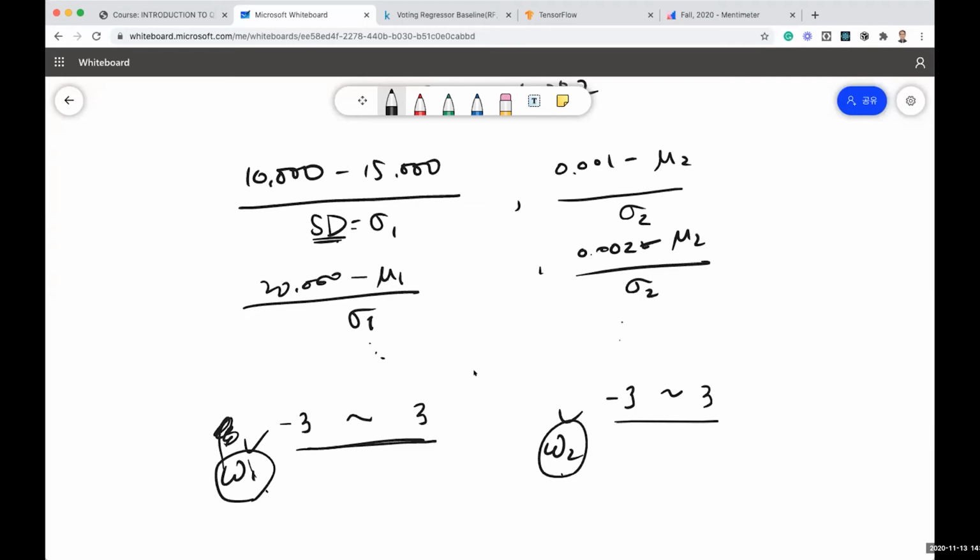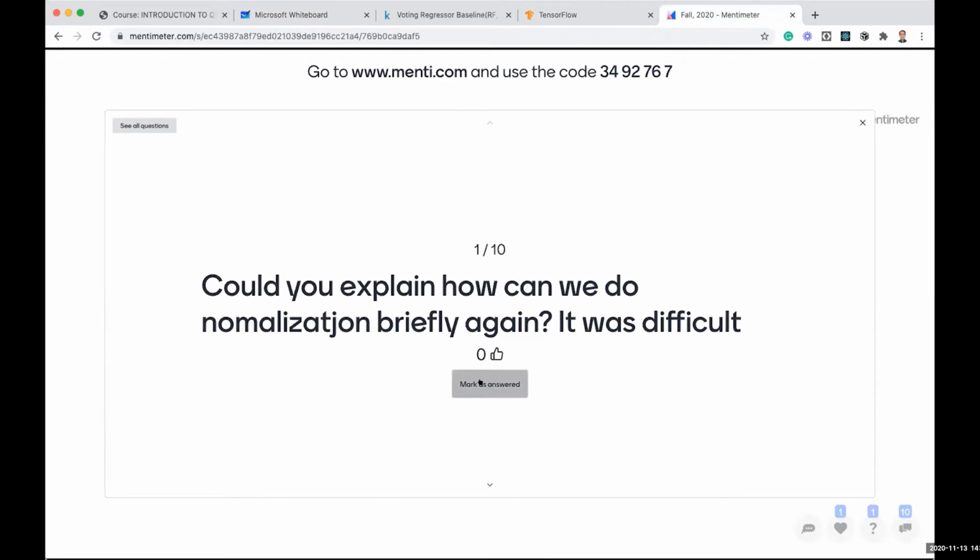And sometimes it does not work. Sometimes it does not affect the accuracy or the loss, but sometimes it will improve your model's performance incredibly well. But there are no absolute rules.